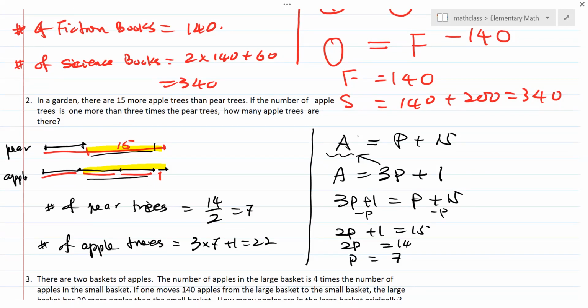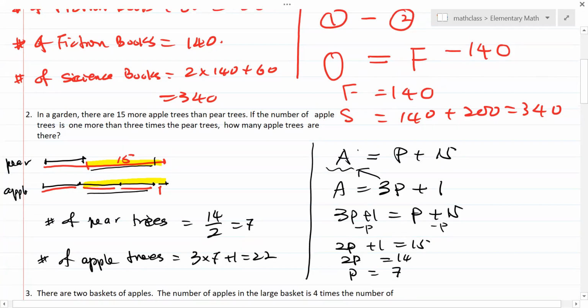So those are two different ways to solve the problem. Some students can draw the pictures and try to figure it out. But if we're able to learn how to use letters, variables, in equations, then in the future you can solve more sophisticated problems.